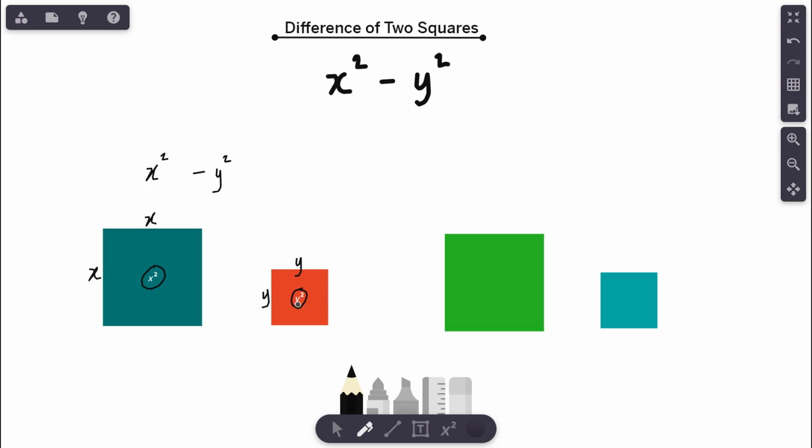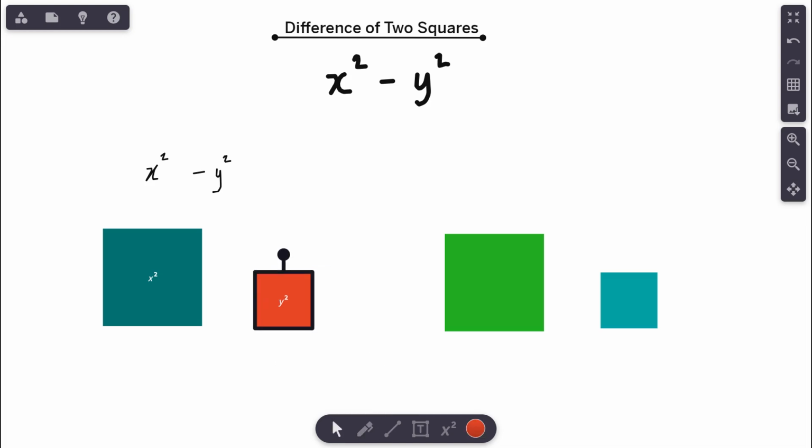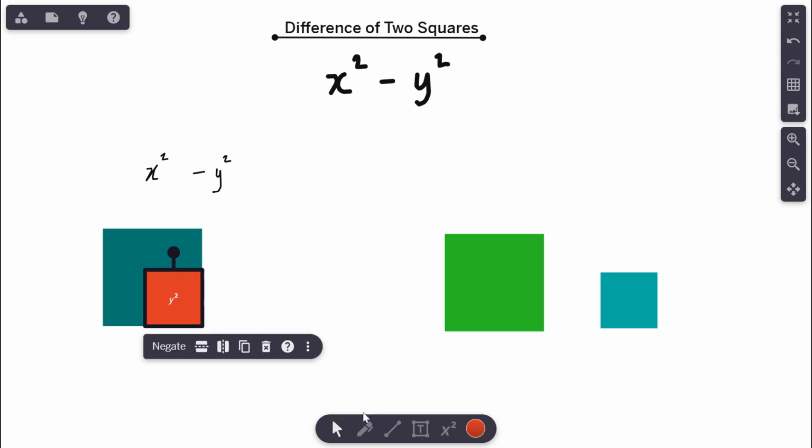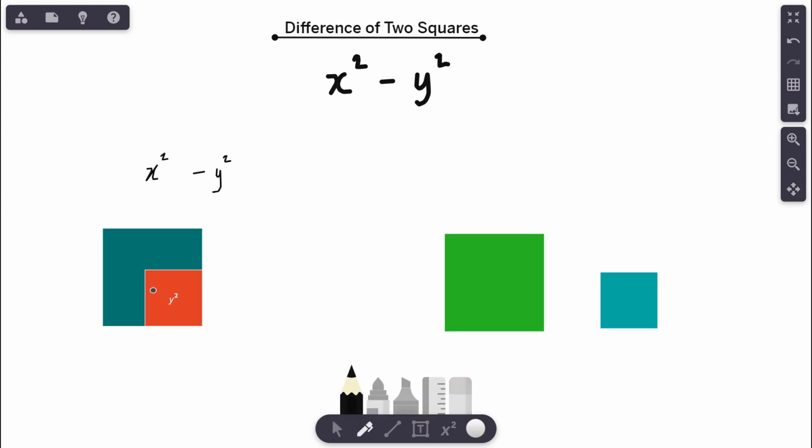So let's see how we can write that as a product of factors, because we just broke up x squared as a product of its factors, and we broke up y squared as a product of its factors. Now, let's see what we can do in order to factorize and to put all of that together. I'm going to take that square and subtract it from x squared. If I subtract it, I'm just going to make a cutout of that exact same area out of that. So in other words, I am subtracting that orange area from the blue area.